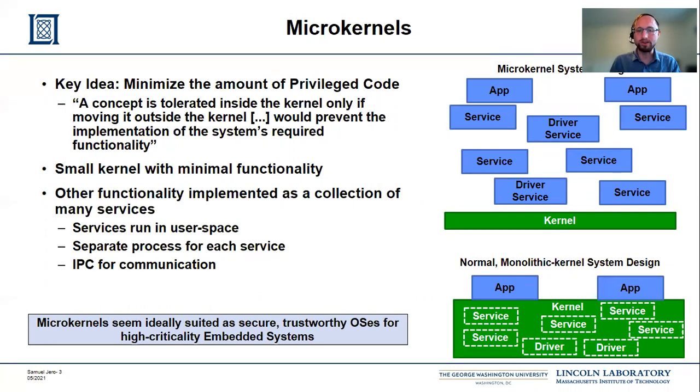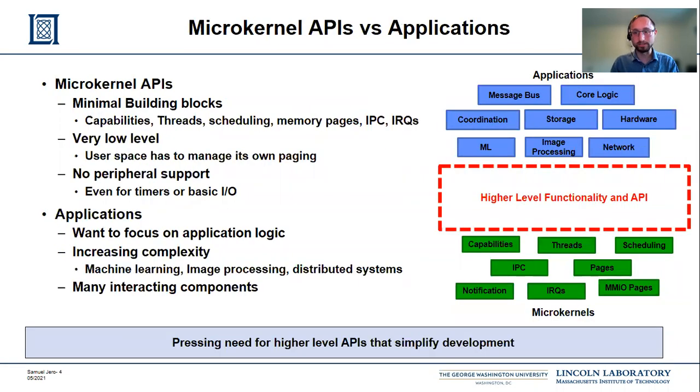Now, this would seem to make microkernels ideally suited for high criticality embedded systems. Unfortunately, although we've had several decades of experience working with microkernels, they have yet to see general adoption in embedded or general purpose spaces. And a large part of the reason for that is that there appears to be this mismatch between what microkernels provide and what applications want.